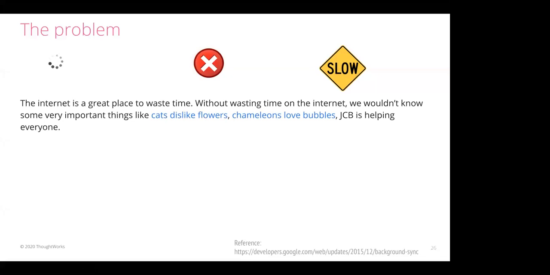The internet is actually a great place where you can waste your time. You can waste a lot of time on this, but it also gets us to know very important things, like when you saw a YouTube video where a flower is kept in front of a cat and it runs away, or you saw some chameleons, or a squirrel that loves bubbles, and the JCB Instagram ad, which is still quite in my mind. So it's helping everyone, kind of.